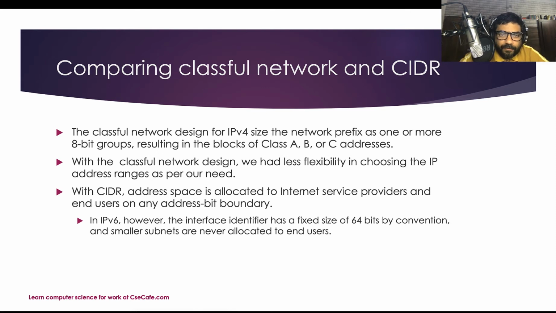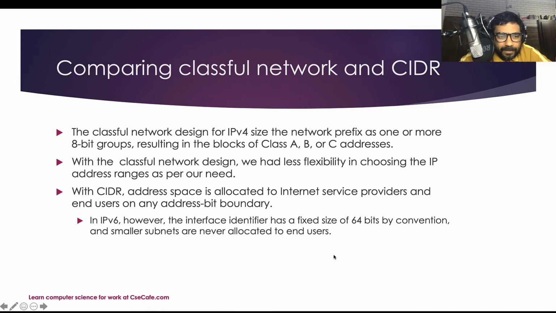Now the classful network and CIDR comparison. The classful network designed for IPv4 sized the network prefix as one or more 8-bit groups, resulting in blocks of class A, B, and C as we saw. But in CIDR, it is not based on any predefined thing, so you can have other divisions also. It is not purely classified based on 8-bit groups. As we saw, you can have /24, /25, /26. You can have all the options. In classful, you can have either a little or a lot, but you cannot have anything in between. All those things won't happen now.